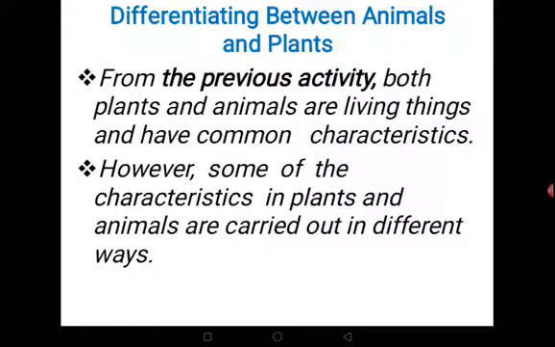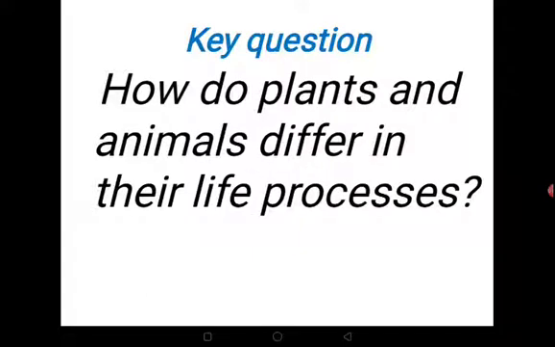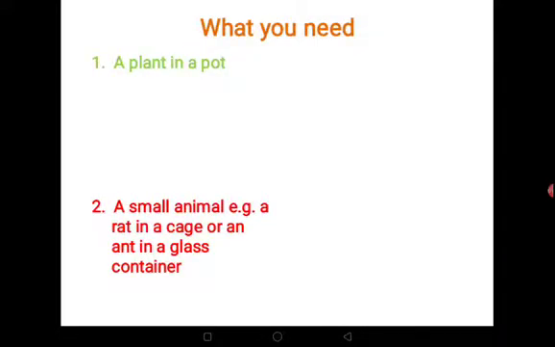So, when you look at plants and animals, you realize that there is a slight difference in the way these organisms perform these life processes. And in this lesson, we want to find out how we can differentiate between the way animals perform the life processes and also the way plants conduct these life processes. So our key question in this lesson is: how do plants and animals differ in their life processes? That is our key question.